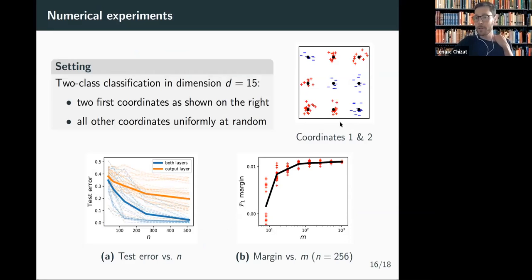But all the 13 other coordinates will be random noise. So this is specifically the setting that we were interested in the previous theorem. And this is the test error after training our two-layer neural networks in blue, and in orange after training only the output layer. So this is the F1 max margin, and here the F2 max margin classifier. We see that with 500 samples, we already have almost perfect generalization test error by training both layers, which is incomparably better than just training the output layer.